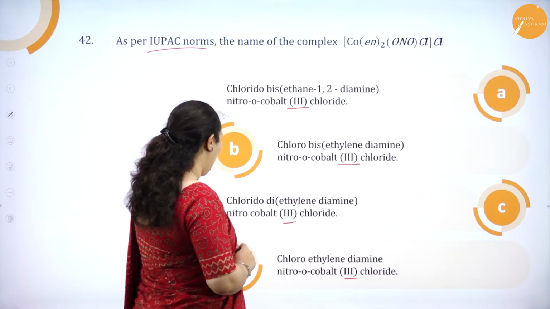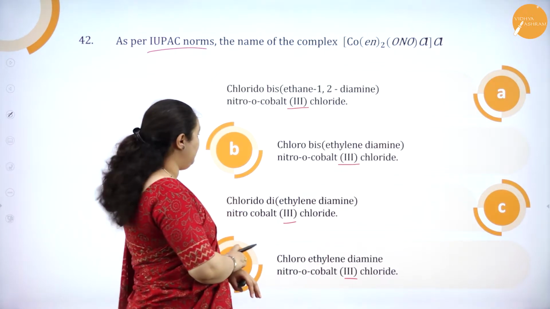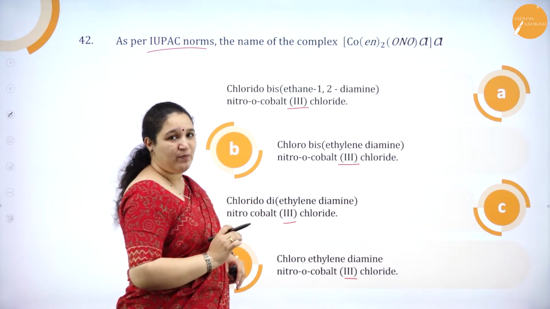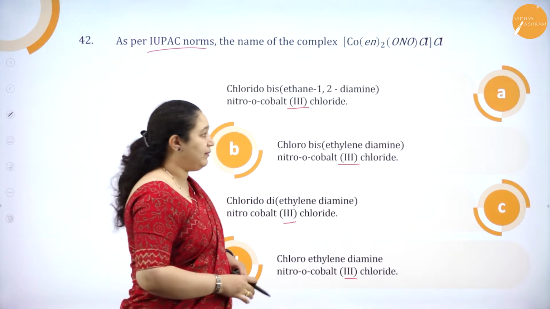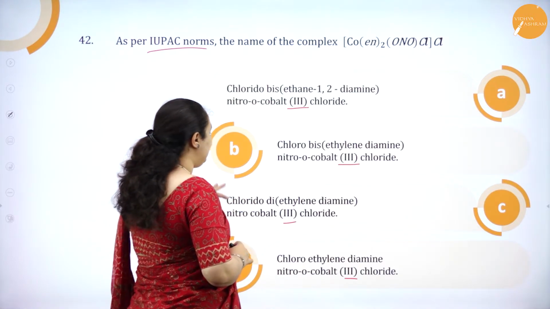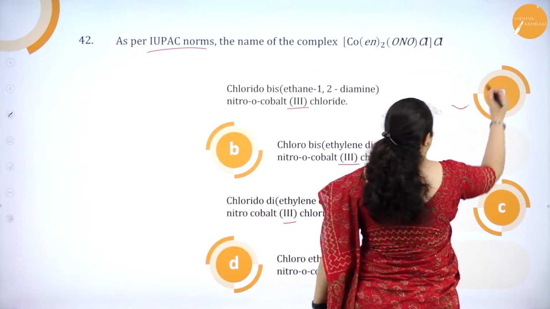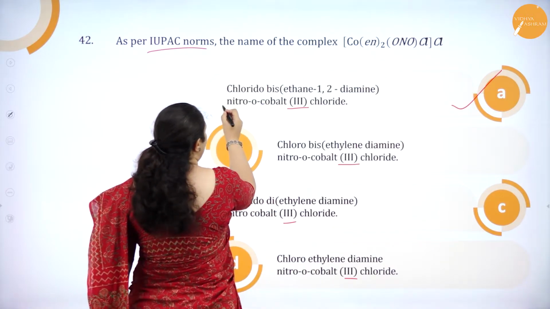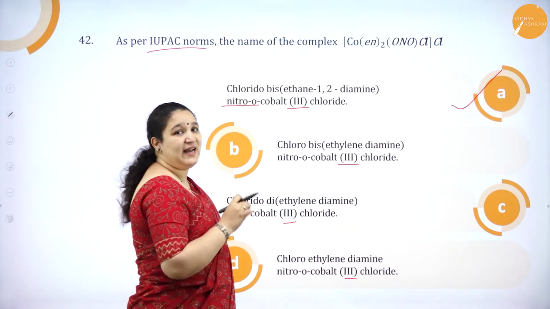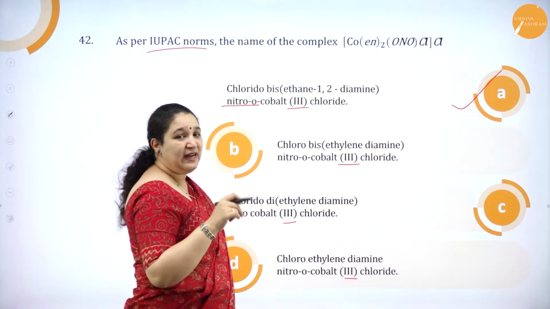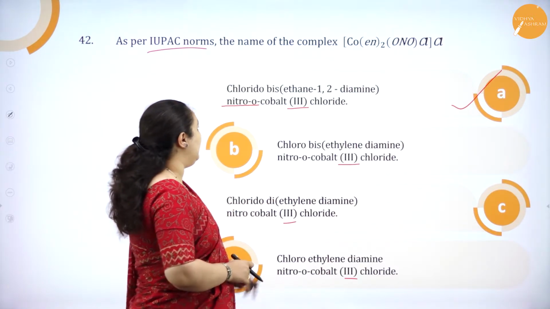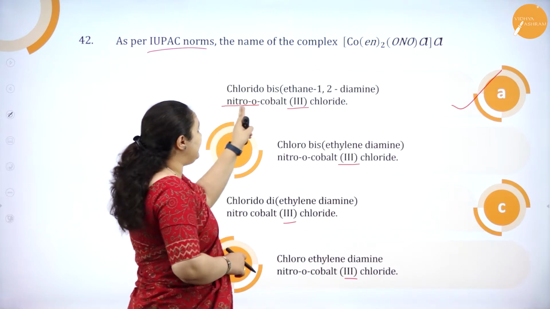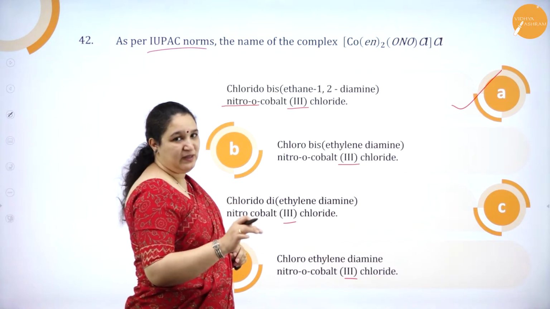It cannot be B or D. Also, they have given chloro and ethylene diamine. Ethylene diamine is not the IUPAC name. It is ethane-1,2-diamine. So, based on that, directly you can tell it is option A. But in option A also there is a mistake. They have given nitro O. It is nitrito O. It is chlorido bis(ethane-1,2-diamine) nitrito-O cobalt(III) chloride.